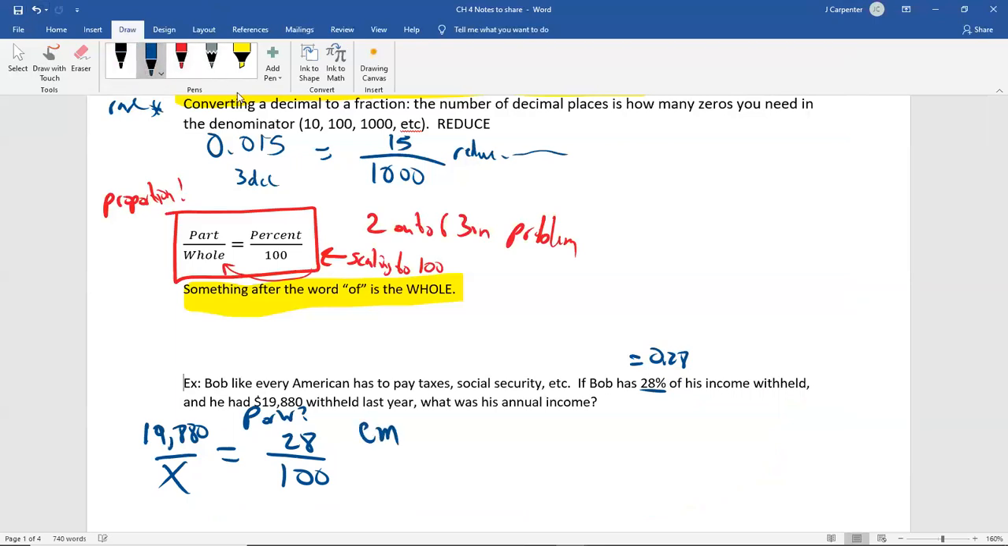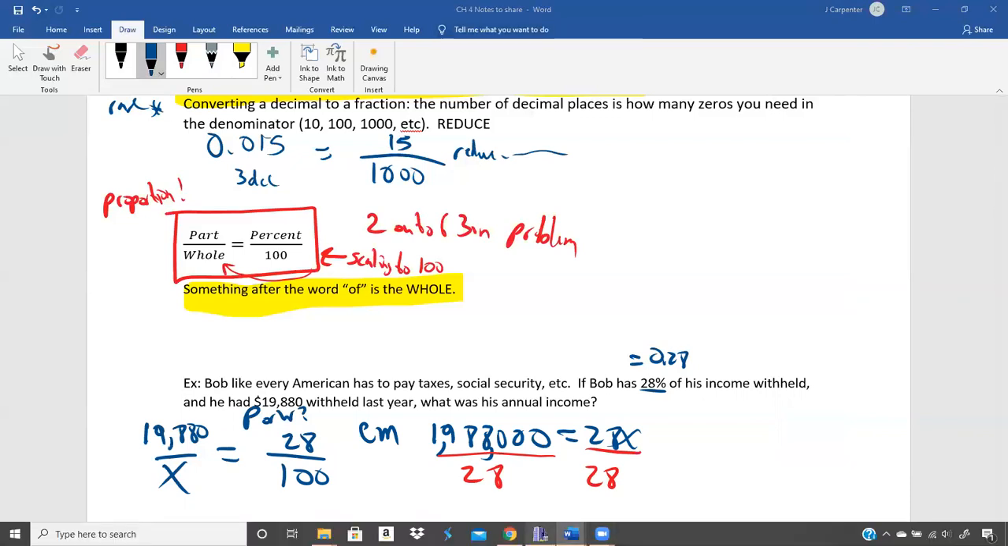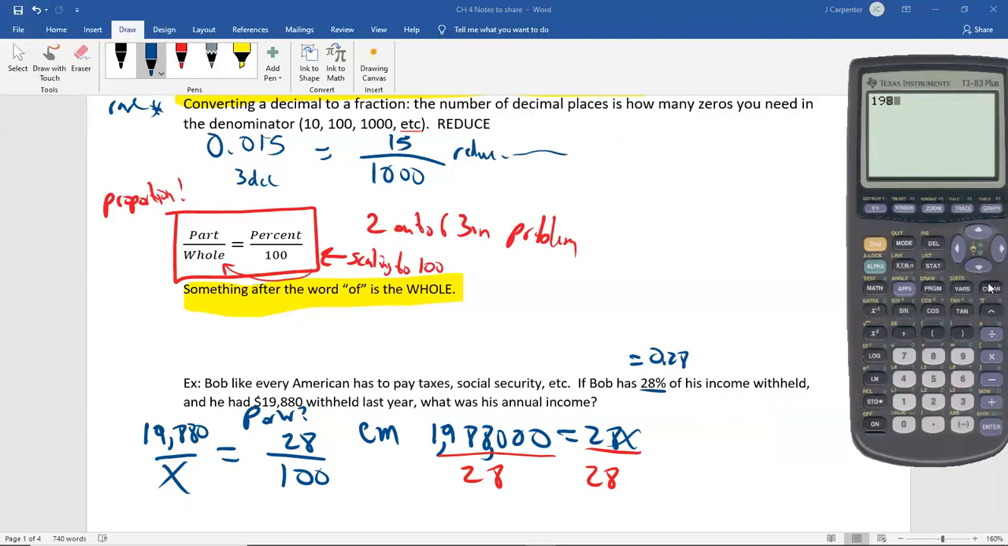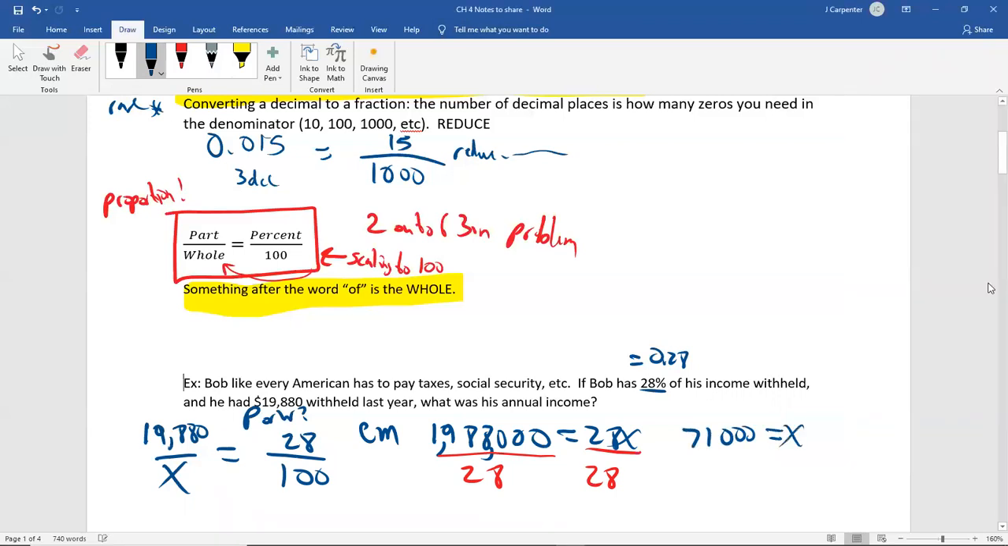You cross multiply. When I multiply the 19,880 by 100, it's just going to put 2 more zeros up there. So here's the times 100 part, which now makes that 1.988 million. And then that will be equal to 28x. To finish it, we divide both sides by 28, which will tell us that our answer is, drum roll, 1,988,000 divided by 28, and we get 71,000. So 71,000 is equal to our x.